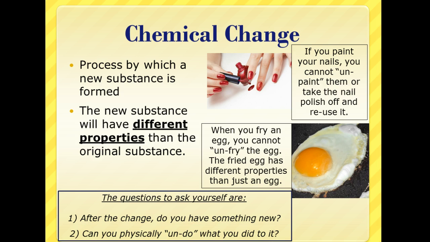So the questions to ask yourself for a chemical change are, after you change it, do you have something new? Can you physically undo what you did? If you have something new, then it's a chemical change. If you can undo what you did to it, then you know that's not a chemical change.